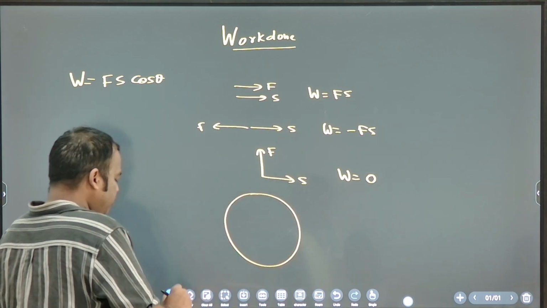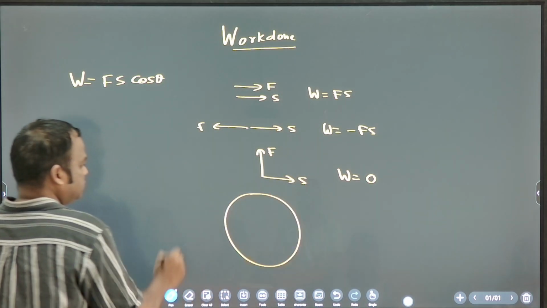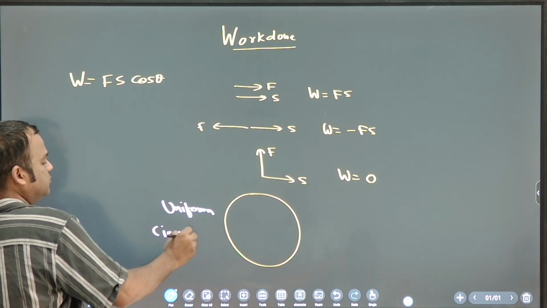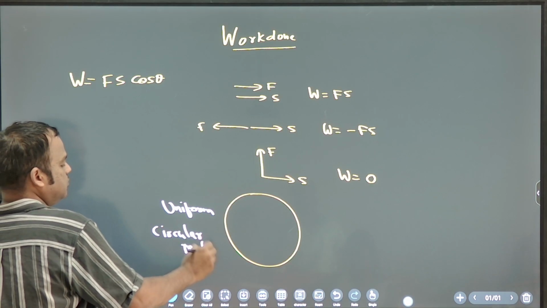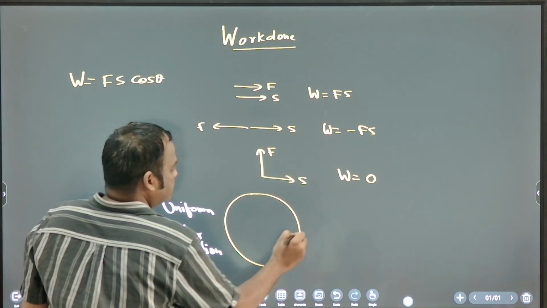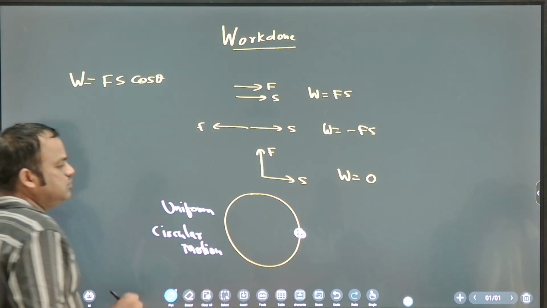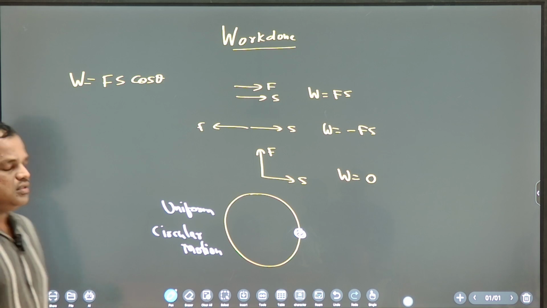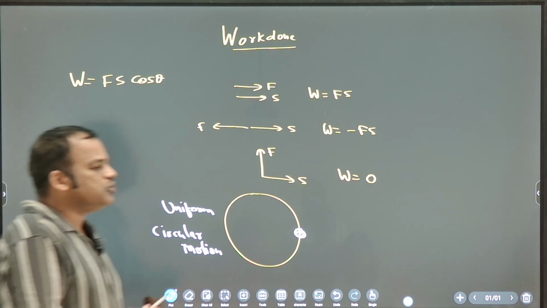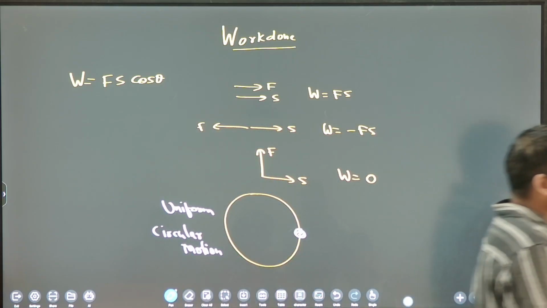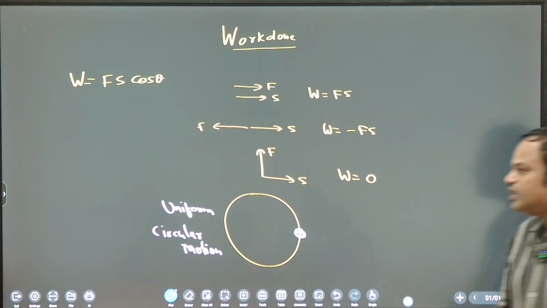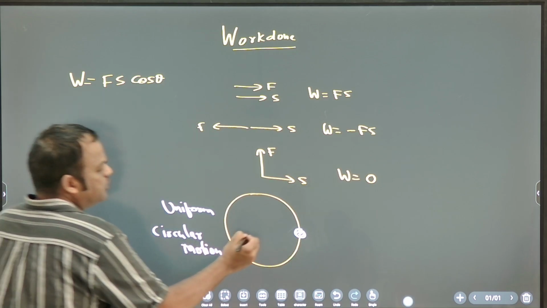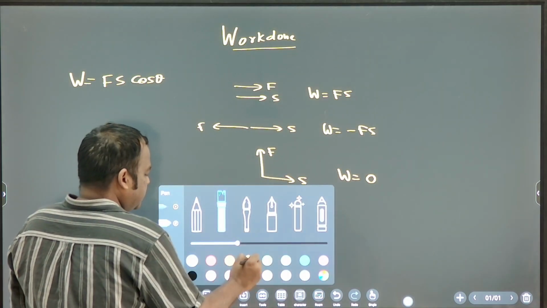In uniform circular motion, what is the direction of force? Tell me. What is the direction of force? Towards center. Very good. Direction of force is towards center.